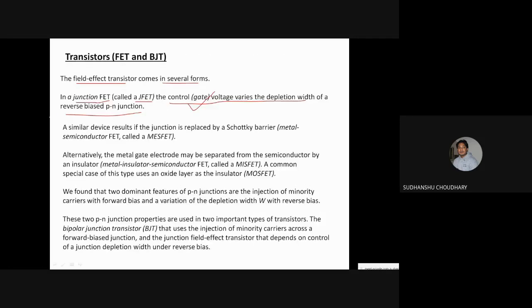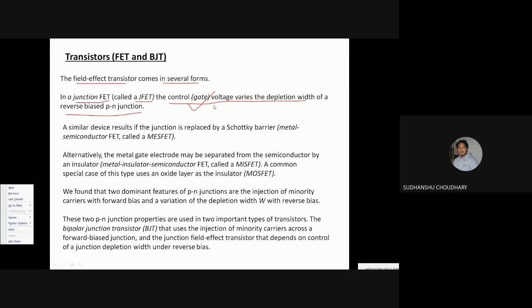So let us come back to the second point again. I'll read it: in a junction FET, the control voltage, the gate, varies the depletion width of a reverse bias PN junction. So we have understood how it varies the depletion region width. We will talk about this more in detail.